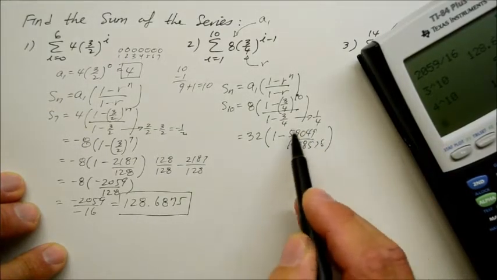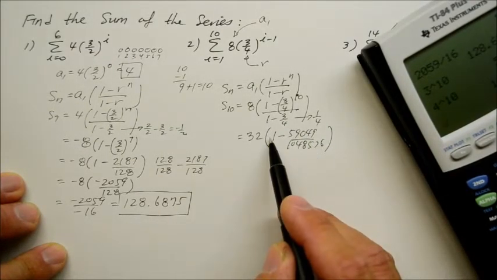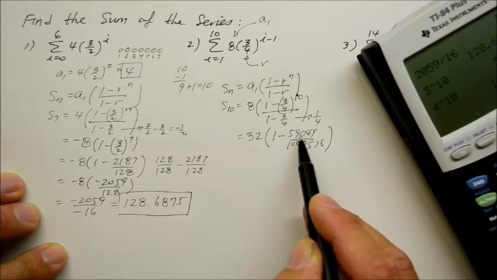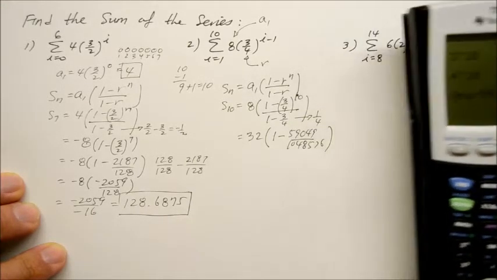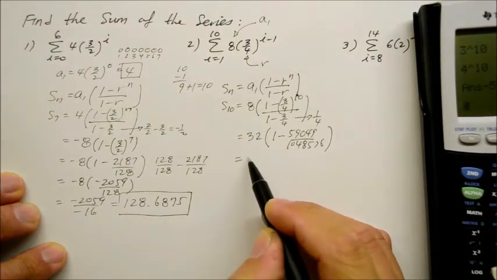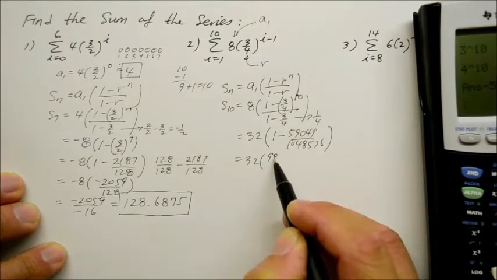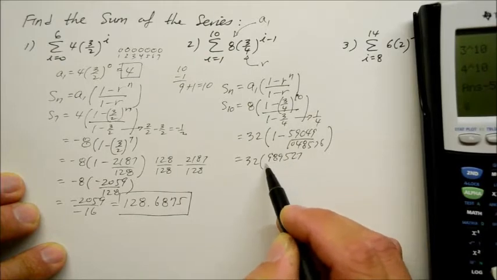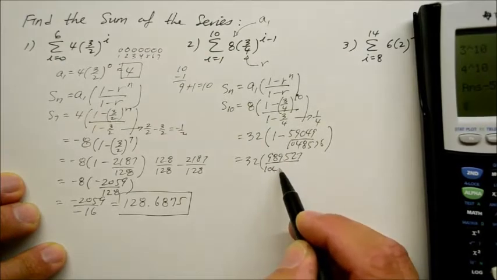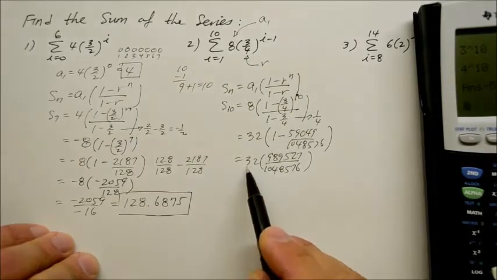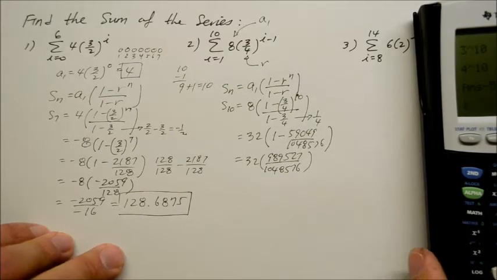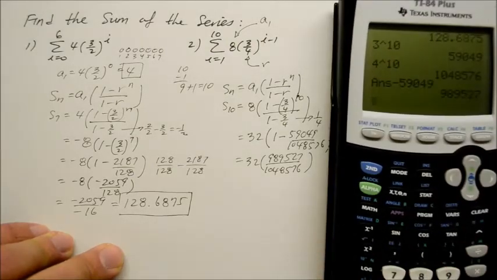Isn't 1 minus this mess just like saying 1048576 minus this number? The numerators? So let's go and do that. 59049. That gives me 989527. So that's 32 times 989527 over 1048576. Now I'm hoping that the coefficient 32 reduces this denominator by some whole number.